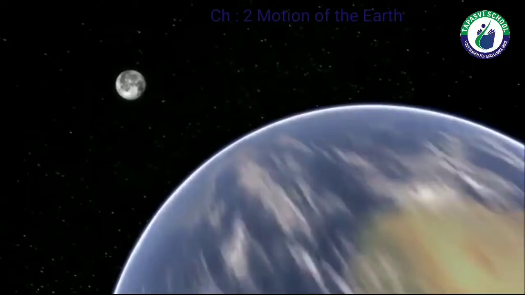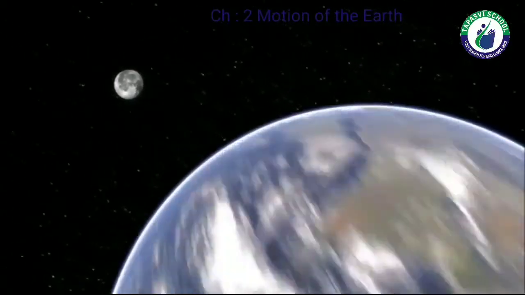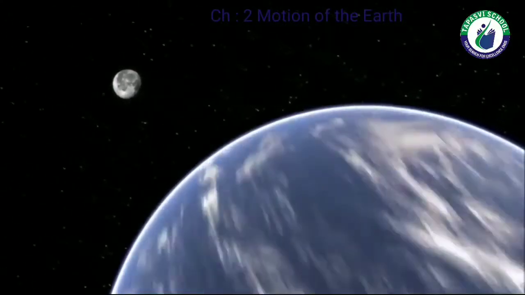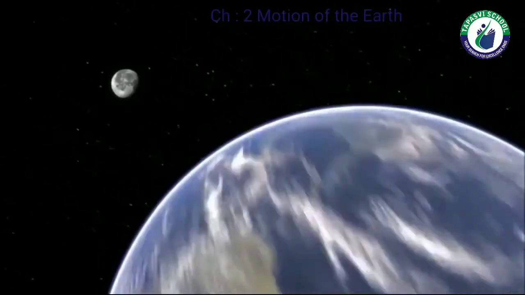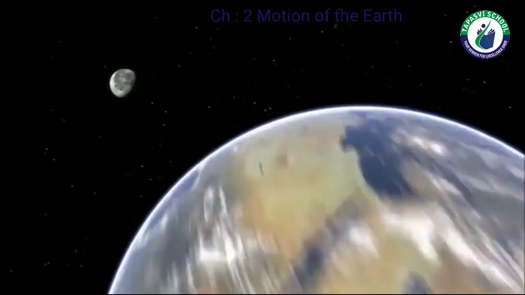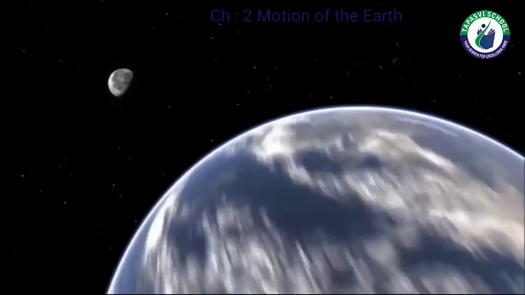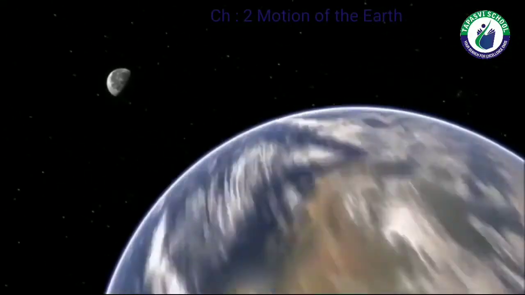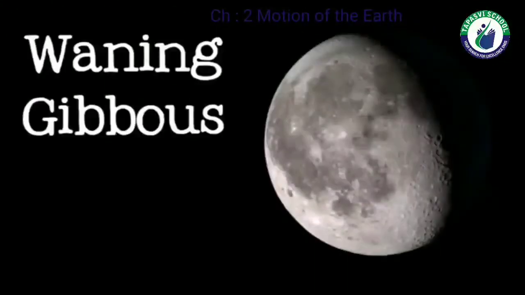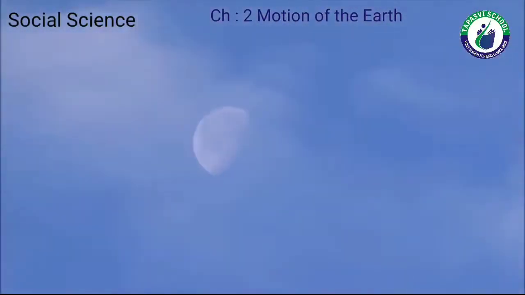As the moon continues in its path, it appears to shrink again as we begin to see more and more of its dark side. A few days after the full moon, the moon will be a gibbous again, but this time it's a waning gibbous. Waning means shrinking or getting smaller, and so the moon will be waning for the rest of its orbit.